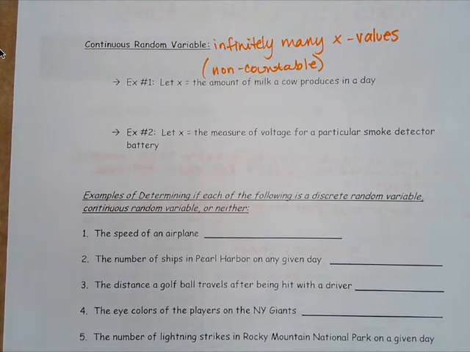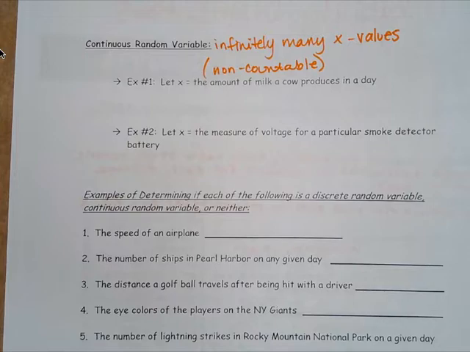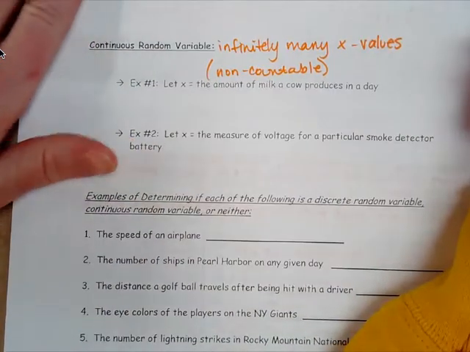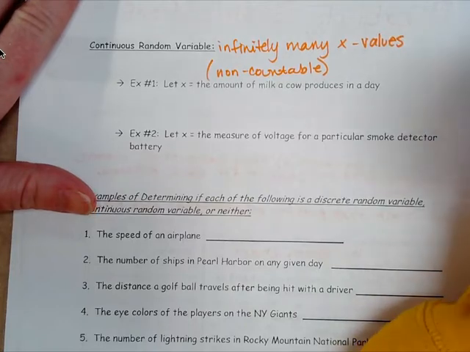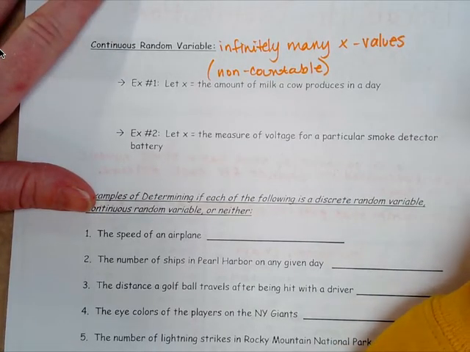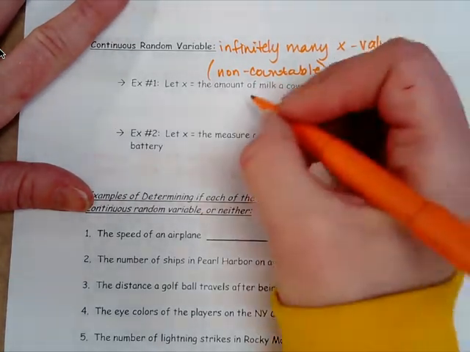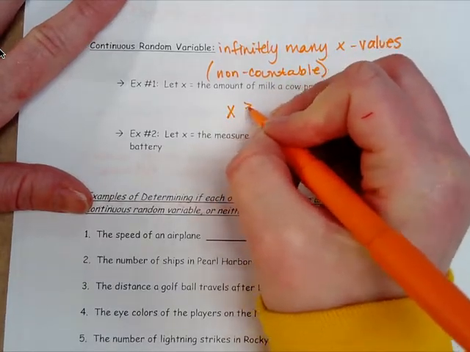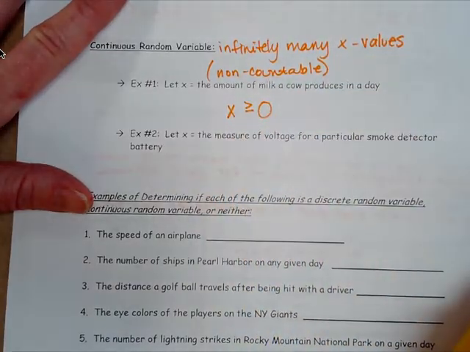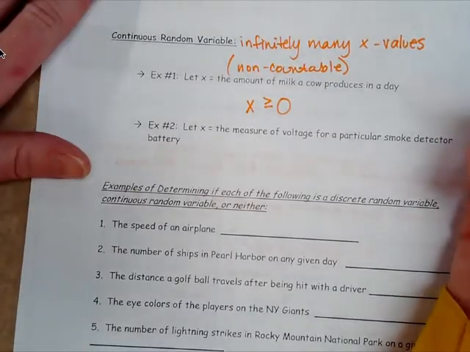So the first example of a continuous random variable is: let X be the amount of milk a cow produces in a day. We couldn't make a list, but instead we could write it as an inequality. So X would be greater than or equal to 0. Any number that's greater than or equal to 0.